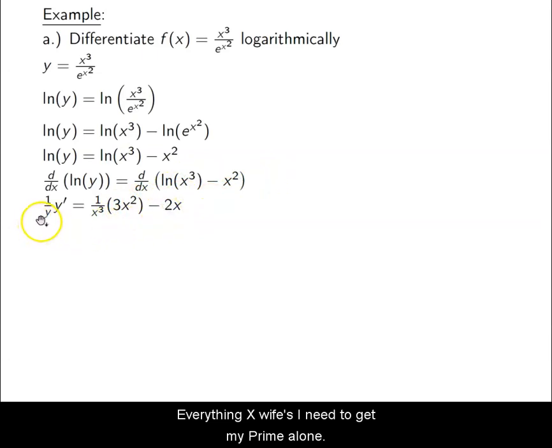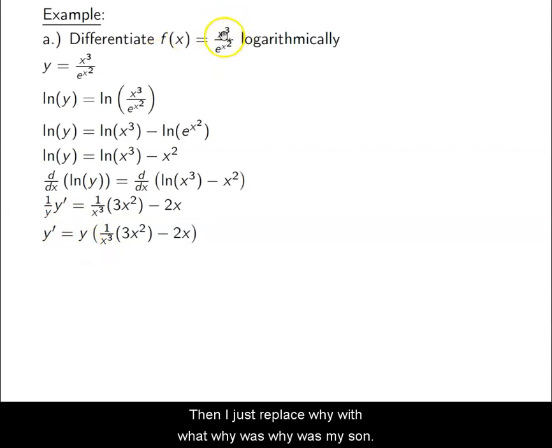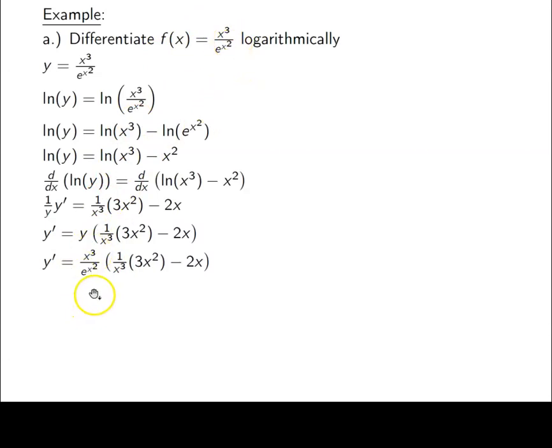Now I multiply everything times y because I need to get y prime alone. And then I just replace y with what y was. y was my function, so I'm going to replace y with x cubed over e to the x squared. From here, I'm just going to simplify. So here the x cubes cancel, and I'll have 3x squared over e to the x squared. And then I will have 2x to the 4th over e to the x squared.